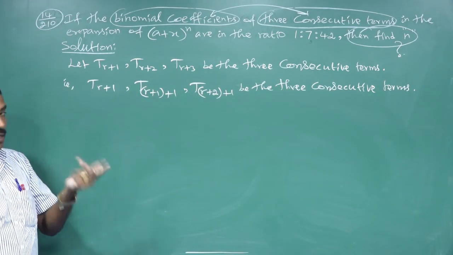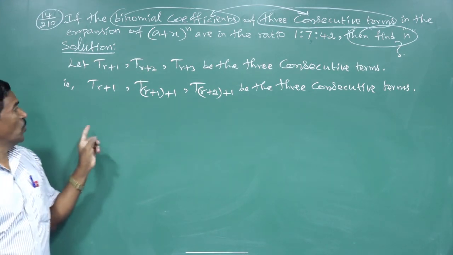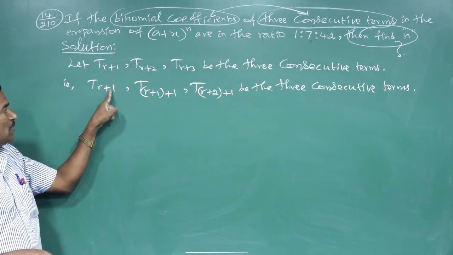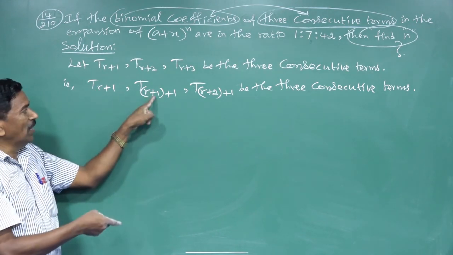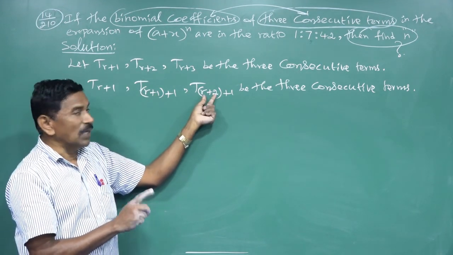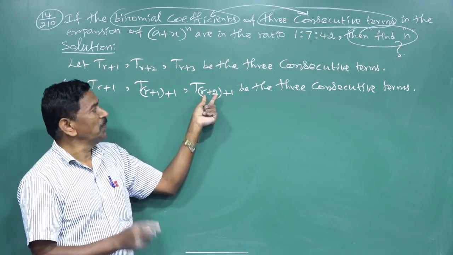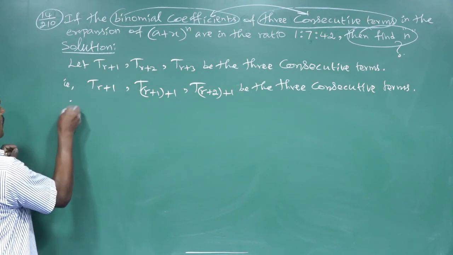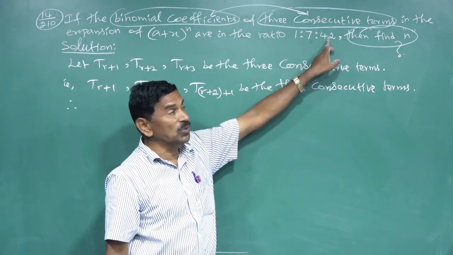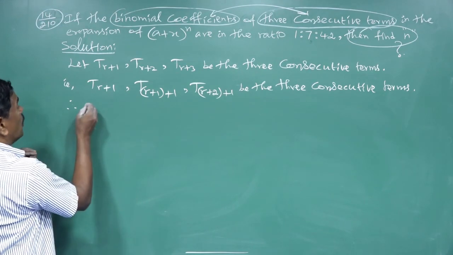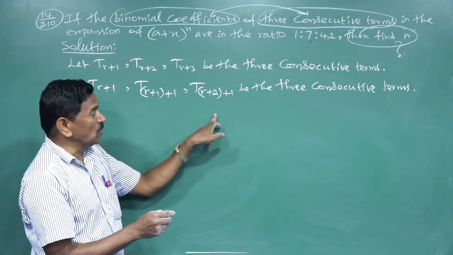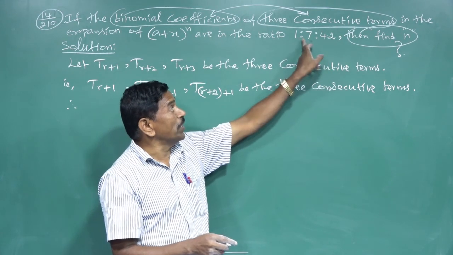And we already know from the introduction that the coefficient of t r plus 1 is equal to Ncr. Here forget plus 1; r means the coefficient is Ncr. Here r plus 1, therefore the coefficient is Nc r plus 1. Here the coefficient is Nc r plus 2. Therefore, the coefficients Ncr, Nc r plus 1, Nc r plus 2 are in the ratio 1:7:42.